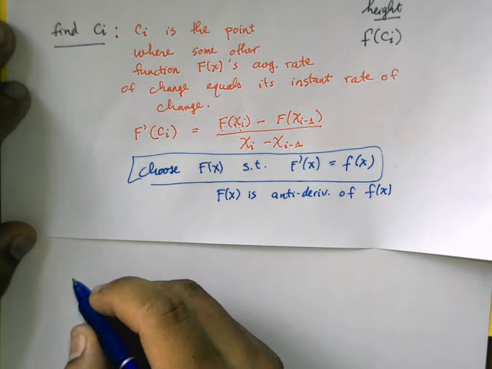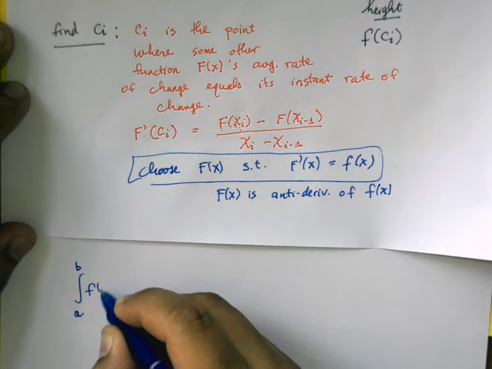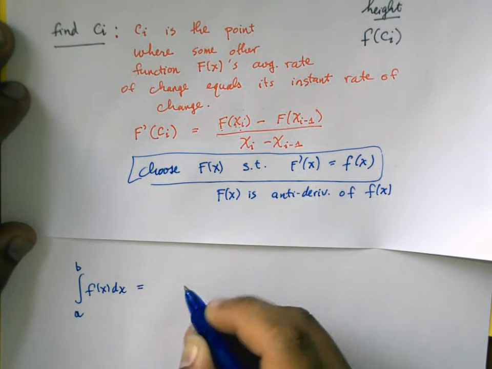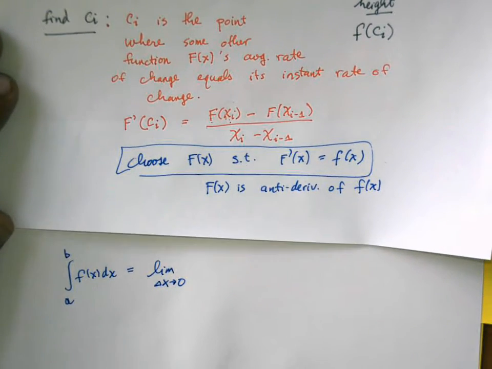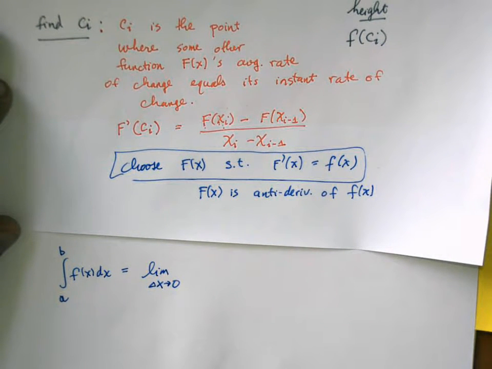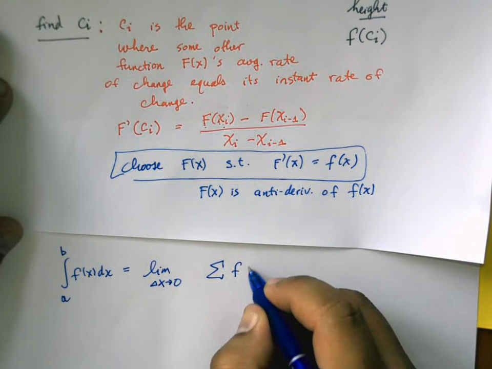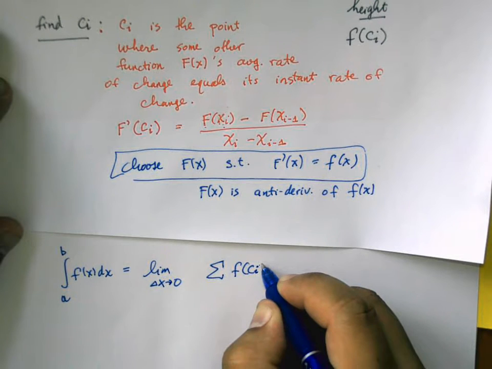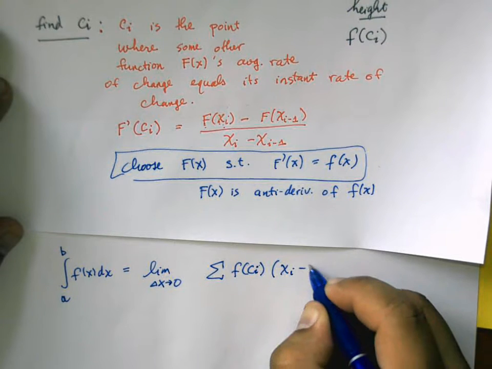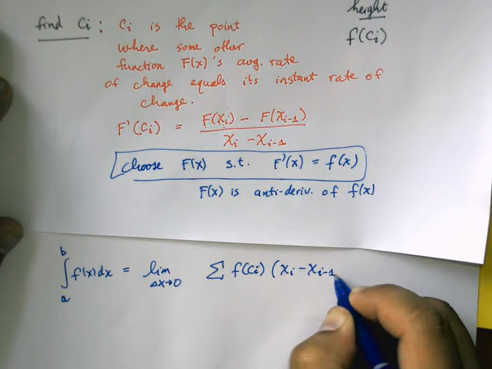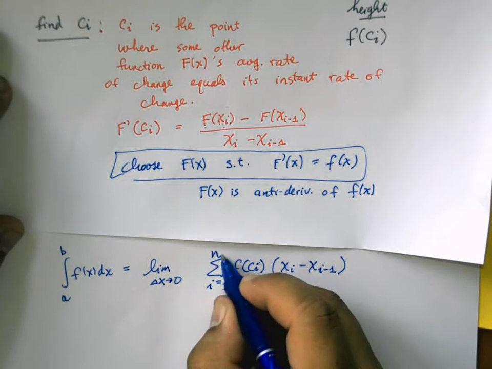And the reason we want to do that is that we can now say that the integral from a to b of f of x dx, remember, is equal to the limit as delta x approaches 0, where delta x is the size of the base of each rectangle, of the summation of f of c sub i times x sub i minus x sub i minus 1, from i equals 1 to n.